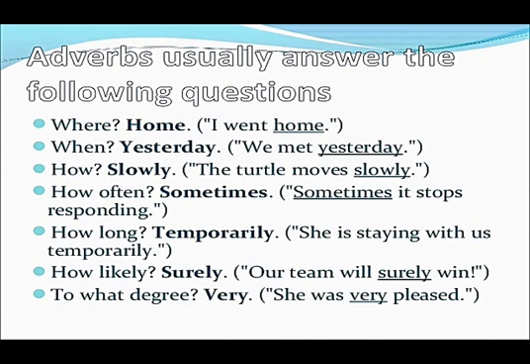Where, when, how often, how long, how likely, to what degree. So an adverb is actually an answer to certain questions. For example, I went home. That home is the adverb here. Then when is an adverb. Then how is an adverb here. Slowly is the adverb there. Then how often, that is the interval or the frequency. How long, that is temporarily, so what is the duration? Then how likely, then to what degree is very. These are the places or situations where we use adverbs.